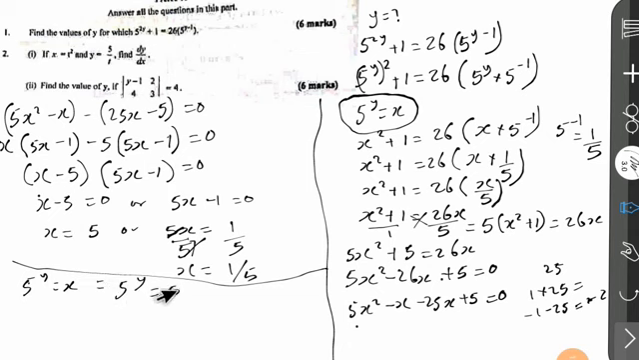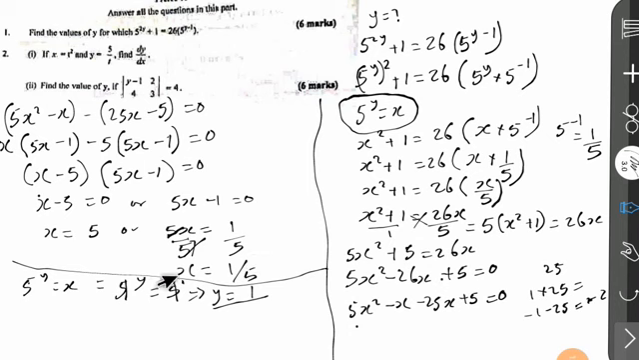In this place, this 5 is raised to the power of 1, so it's not visible. So 5 is to the power of y and 5 is to the power of 1 here. They are the same base, so we cancel this 5 here. It means y is equal to 1. So the first answer is y is equal to 1.